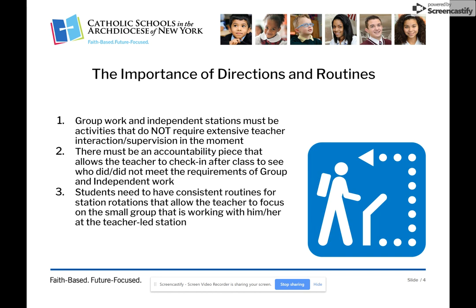Also, what if students are working independently and they have a question, but you're busy with another small group? What kind of protocols are you going to have? There's a lot of different options, but it's important that students know these from the beginning. Furthermore, it's important that you think about planning activities that students truly can do either independently or in groups without your immediate supervision. And there needs to be an accountability piece.